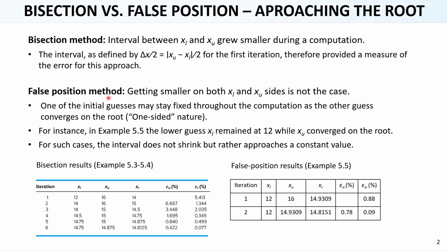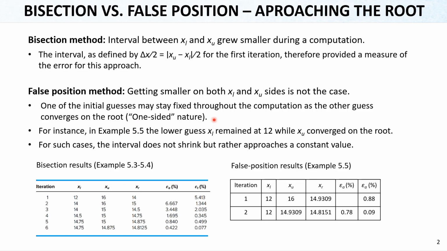On the false position method, on the other hand, getting smaller on both the lower and upper sides is not the case. So we don't have both sides getting smaller. Actually, one of the initial guesses may stay fixed throughout the computation as the other guess converges on the root. This is called one-sided. Sometimes, for example, the lower bound is always the lower bound and doesn't change, and the upper bound keeps getting smaller. This is called the one-sided nature. It can be the opposite: the upper bound can be constant, while the lower bound is getting bigger and bigger at each iteration.